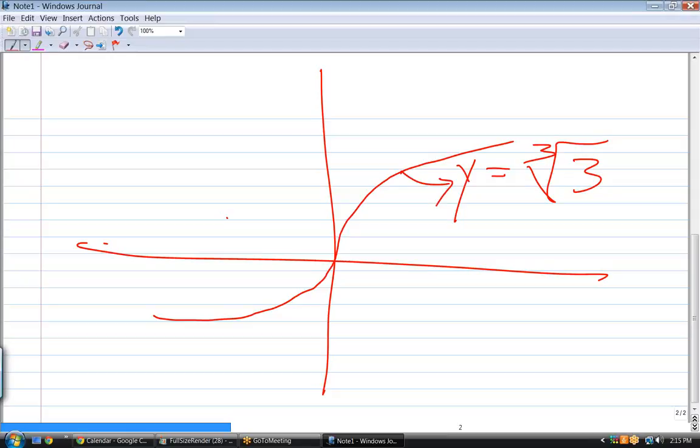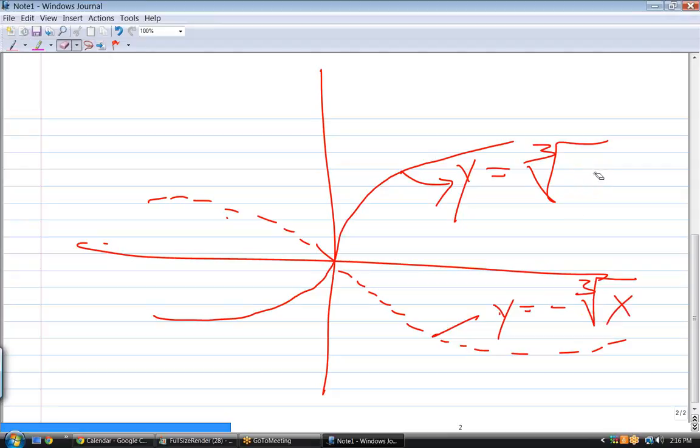The negative sign, always start with your reflections. Don't do your vertical and horizontal shifts first, otherwise you'll end up getting a different looking curve. So if we start with the negative sign in front, I'm going to draw these dotted. Basically gives you that. In other words, this is y equals negative cube root of x.